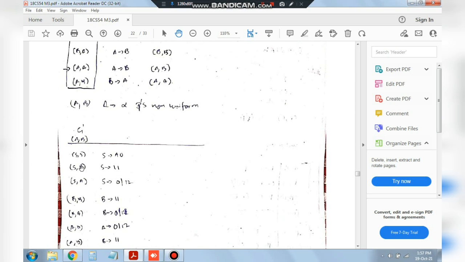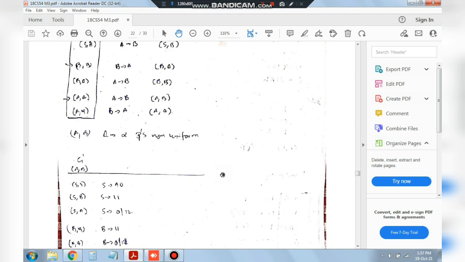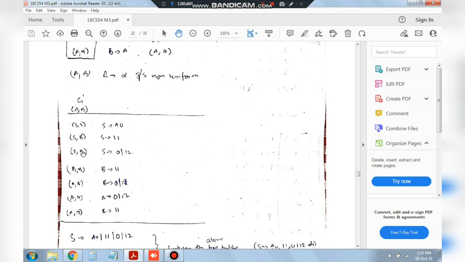S comma B is written here. So what is for B? For B I have A and 1 1. I'll not be considering A since it's a unit production, so I'll be writing 1 1 here. The same thing goes for S goes to A also, and for B and A also.